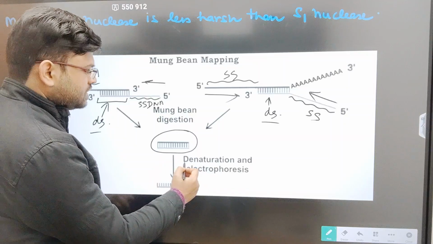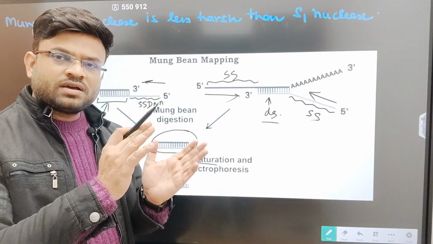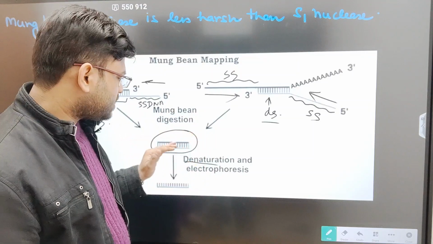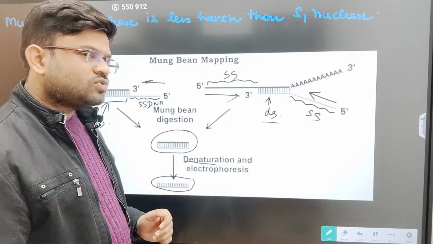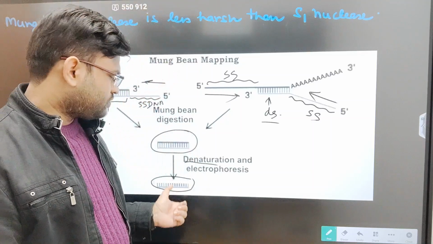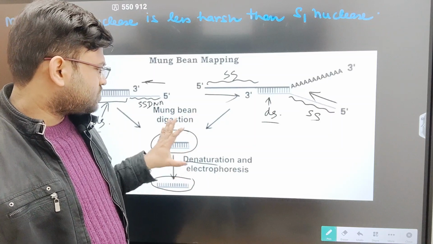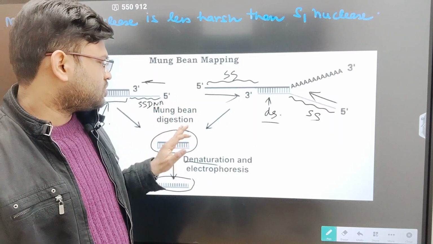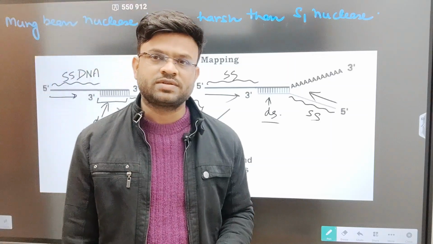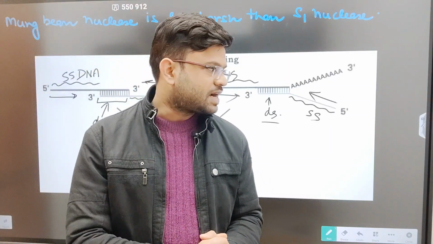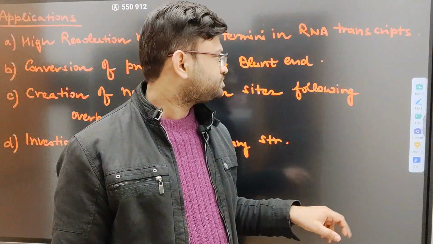Now in the next step, denaturation has been performed. What do you mean by denaturation? The double-stranded DNA has been broken down, and you are getting a single strand over here. Further, you send it for electrophoresis. However, we are not concerned with the portion up till here. We just want to talk about things up till here because I am interested in digestion through Mung bean endonuclease. I believe you would have got a clear understanding about this. Let us move on to the next point.